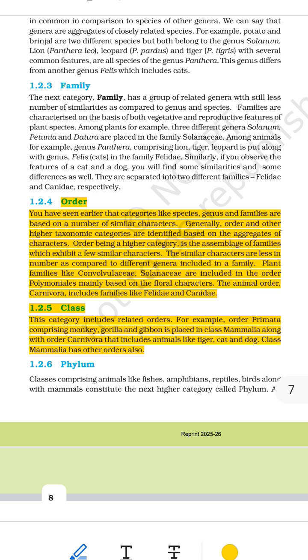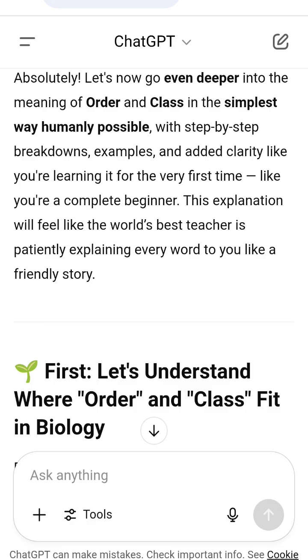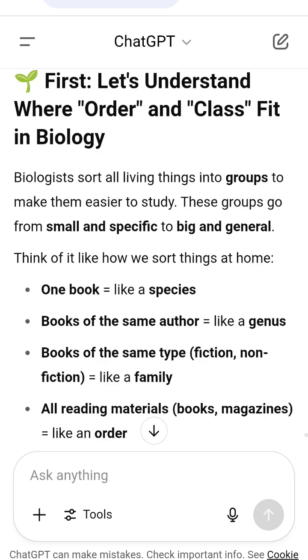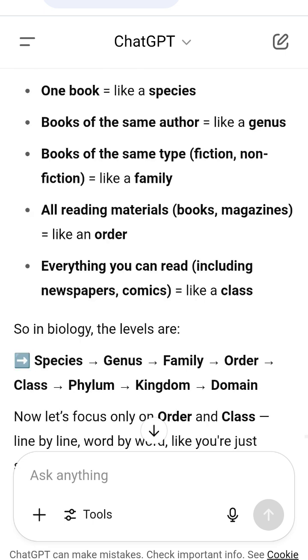Class. Let's now look at the next big group, class. Sentence: this category includes related orders. Meaning, a class is a group of orders that are similar in big, general ways. Example from animals. Let's say order Primates equals monkeys, apes, humans. They have grasping hands, smart brains. Order Carnivora equals lions, tigers, dogs.